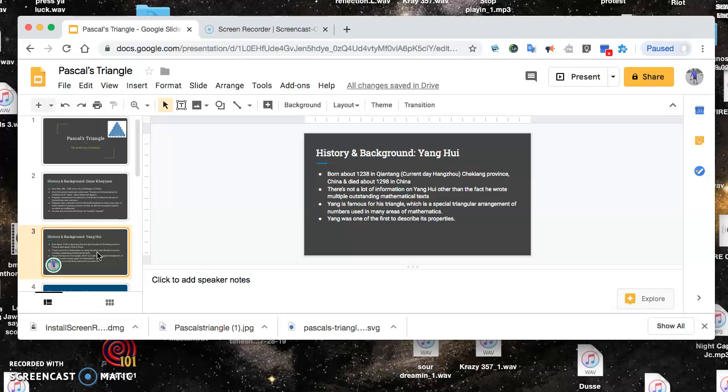History and background on Yang Hui. Yang Hui was born about 1238 in Qiantang, Chekiang Province, China, which is current-day Hangzhou. He died around 1298 in China. There's not a lot of information on Yang Hui other than the fact that he wrote multiple outstanding mathematical texts. Yang is famous for his triangle, which is a special triangular arrangement of numbers used in many areas of mathematics. Yang was one of the first to describe its properties.